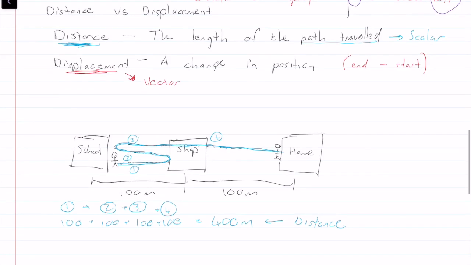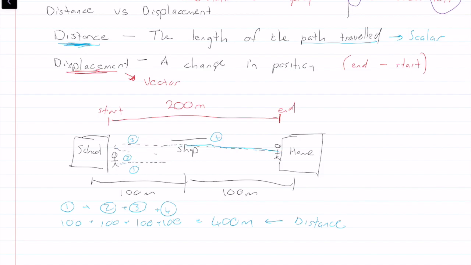So I ended up here, this was my end position, and this was my start position. What is the displacement between that? It is 200 meters, or we can break it up. You went to the shop. The fact that you went back and came means absolutely nothing. You then resume and you ended up at home. So 200 meters, and because it's a vector, we need to give a direction. So 200 meters right.